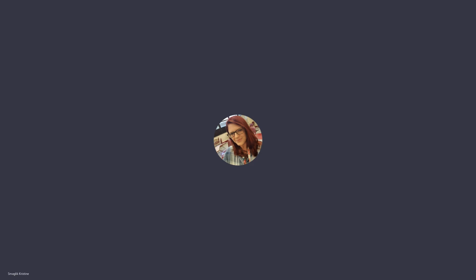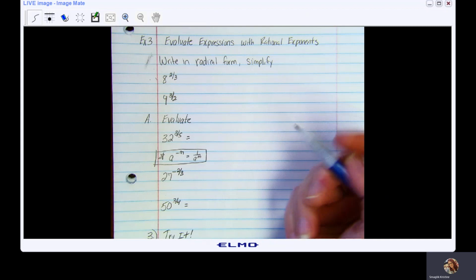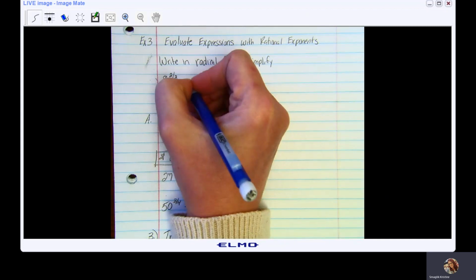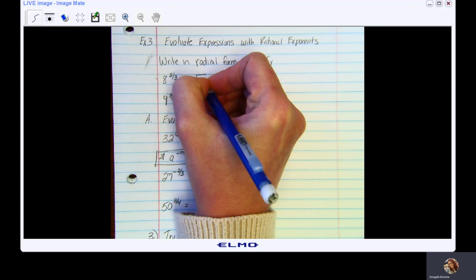Let's take a look at topic 5.1, example 3. We're going to evaluate expressions with rational exponents. So let's do a little warm up. Let's write these in radical form and then simplify. So 8 raised to the 2/3. That is the same as putting 8 underneath your radical.